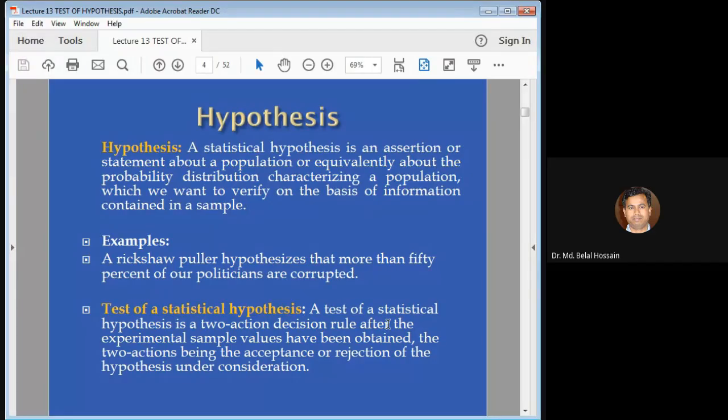So a test of a statistical hypothesis is a 2-action decision rule. After the experimental sample values have been obtained, the two actions being the acceptance and rejection of the hypothesis under consideration. So a test of a statistical hypothesis is a two-action decision rule, based on which you can say your hypothesis is rejected or accepted. Before that, you have to collect a random sample.